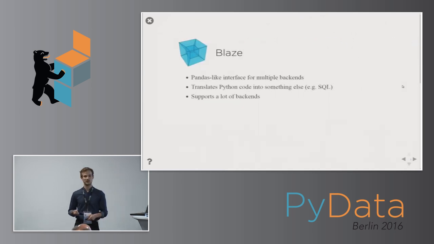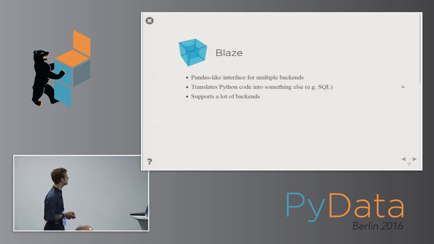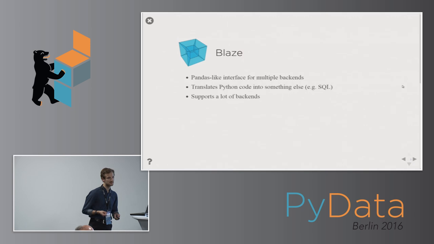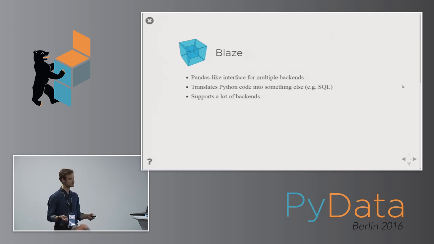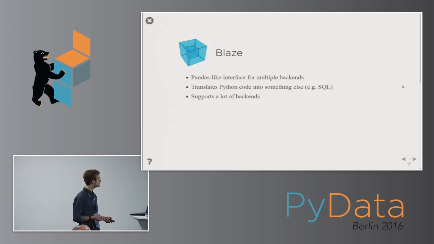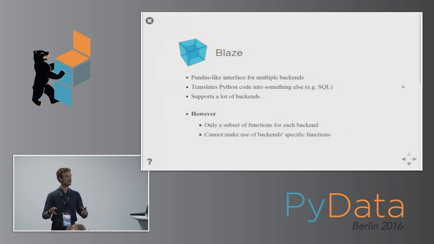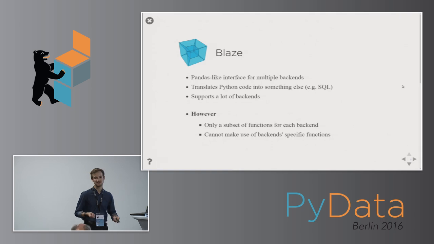And you can use something like what Olivier introduced today in the morning that I found very interesting, Blaze, the Blaze ecosystem, which provides a Pandas-like interface for multiple backends. And it basically translates your Python code into something else, like SQL if it's a database. And it has support for a lot of backends. So on the one side, it's an advantage. But on the other side, I would say it is a disadvantage, because it only supports a very narrow number of functions for each backend and doesn't have the flexibility to accommodate backends that provide extra functionality, like in-database data mining algorithms.